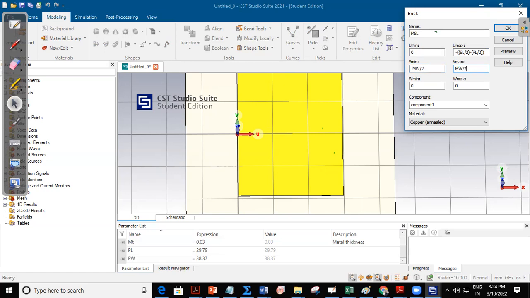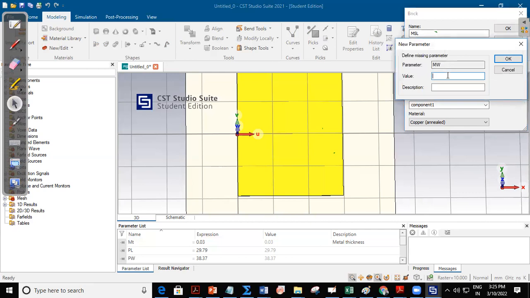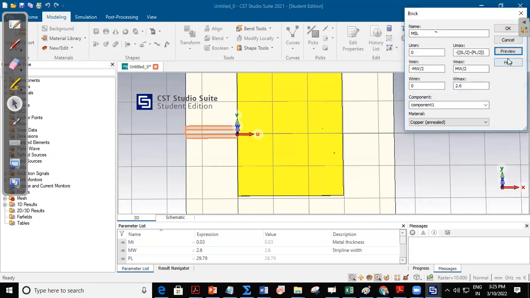It will ask what is MW. We'll give at that time the value as 2.6. Width minimum is 0 to 2.6. Copper annealed. Preview it. So if you preview, it will show 2.6. We have to mention metal width 2.6. And here it is nothing but the strip line width. And here we are going to do OK. So you can see it has appeared here, this side of the same width.